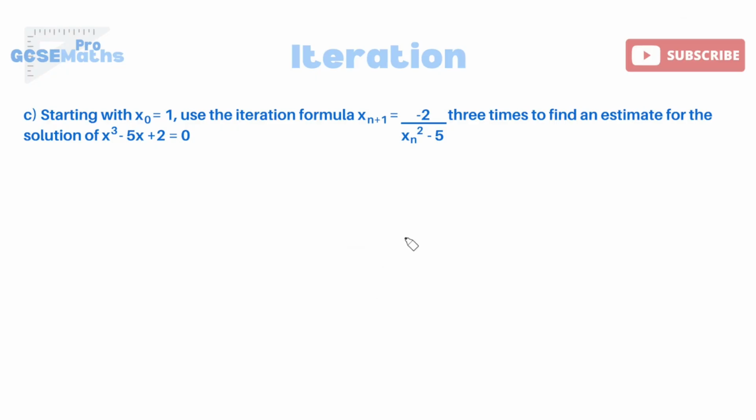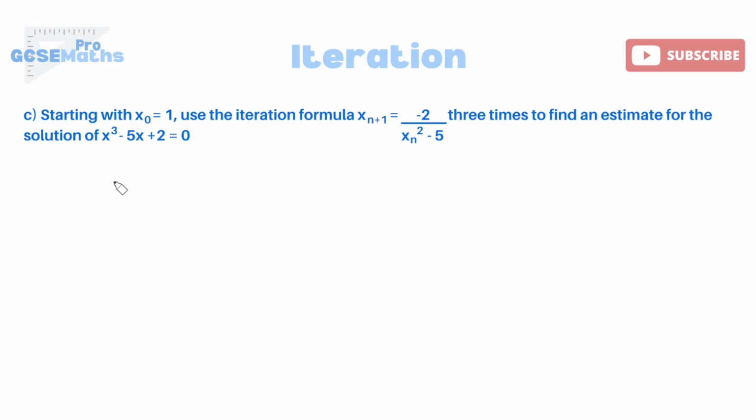Now, the main part of iteration is obviously this question here. So starting with x0 being 1, use the iteration formula x n plus 1 is equal to minus 2 over x n squared minus 5, 3 times to find an estimate for the solution of x cubed minus 5x plus 2 equals 0. So we're just using this rearranged version from part B to find a solution. Now, it's like a sequence really. They're saying you're going to input the previous number in order to find out the next number.